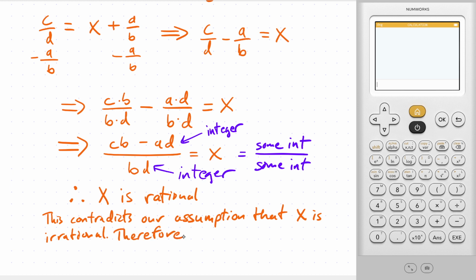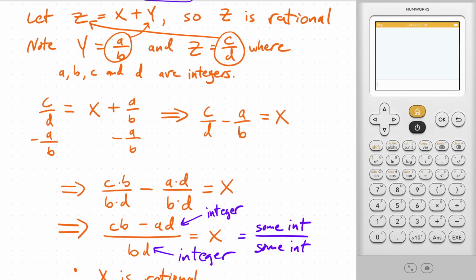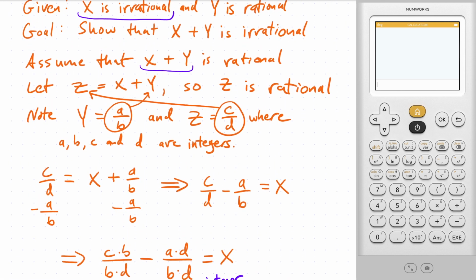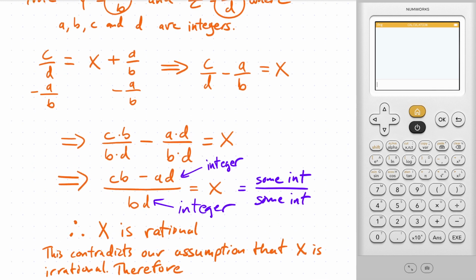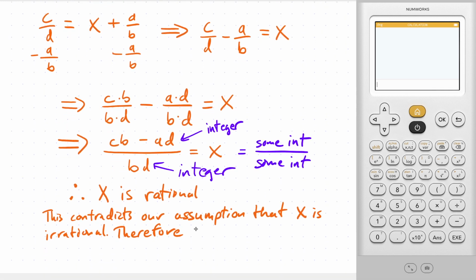Therefore, and let's see how we wrote it up here. So therefore, we're trying to prove that x plus y is irrational. Okay, so therefore, x plus y must be irrational. Okay, and that's our proof, that the sum of an irrational number and a rational number must be irrational.